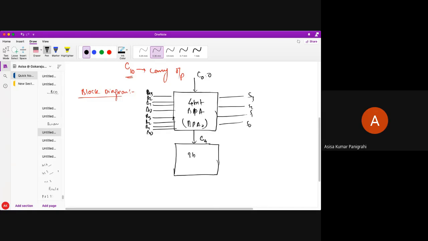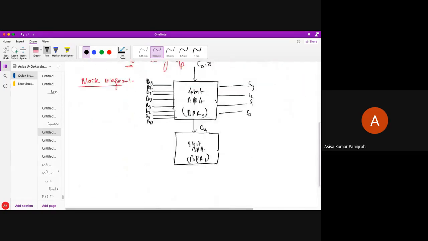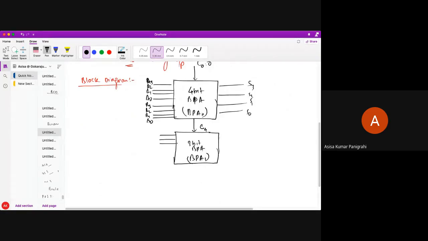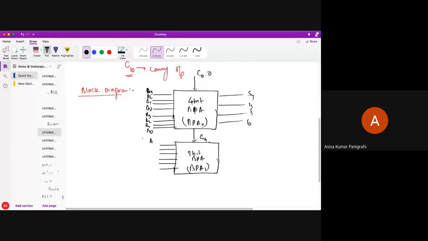So this is my 3-bit BPA, and I have given it the name BPA1. Are you all understanding? Very simple. I am just doing the cascading operation, nothing else. So what are the inputs for this? The inputs are a 3-bit A and a 3-bit B: A6, A5, A4, and similarly B6, B5, B4. And it generates a carry of C7.